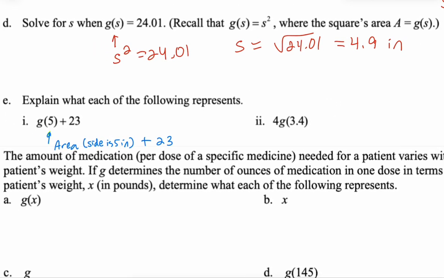Okay. In E2 there, 4 times G of 3.4, that would be 4 times the area when the side is 3.4 inches. What does that mean? What is that trying to tell us? We could do that very simply. We'd do both of those. We could get numbers very simply. The first one would be 25 plus 23. The second one would be whatever 3.4 squared is times 4. So we can calculate those things pretty nicely, okay?